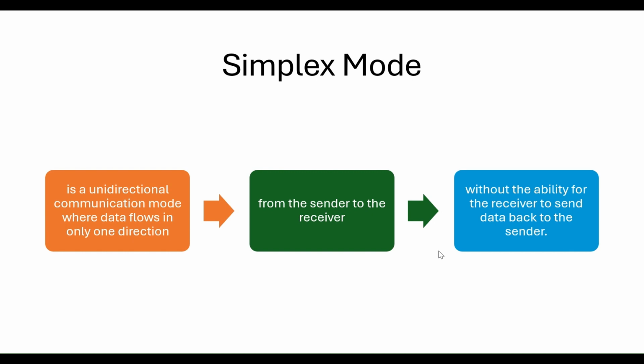Now, the simplex is one directional or unidirectional communication mode, and the data can only go in one direction. The simplex can be likened to a one way street. And so the vehicles on that one way street are only permitted to go in one direction. And so the simplex mode can only send data in one direction, and that is from the sender to the receiver.